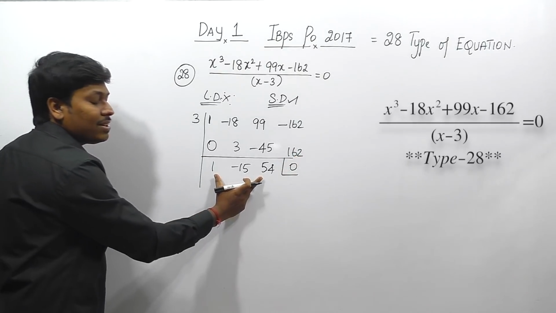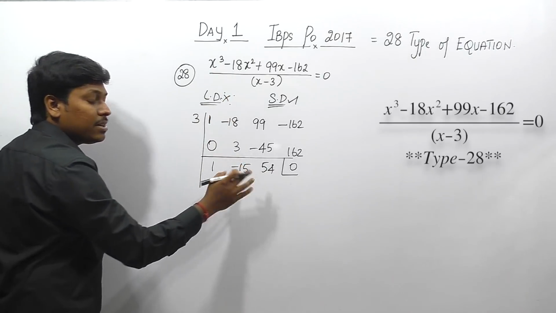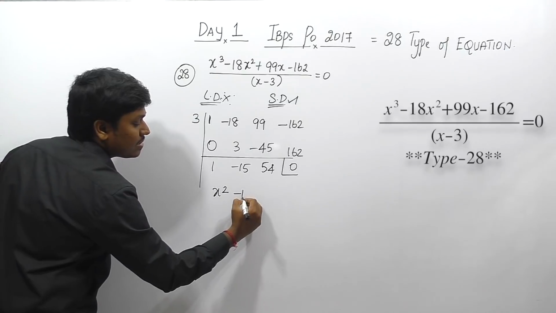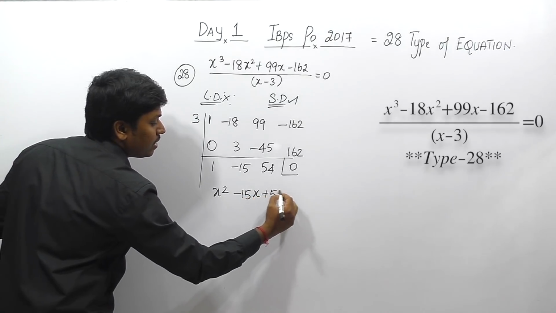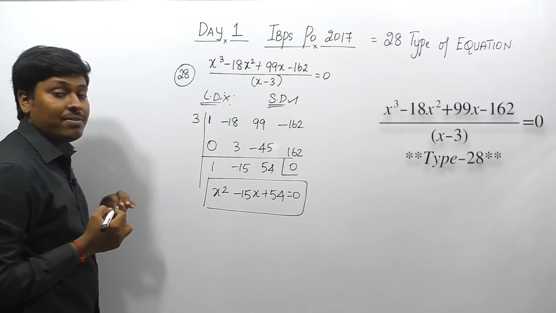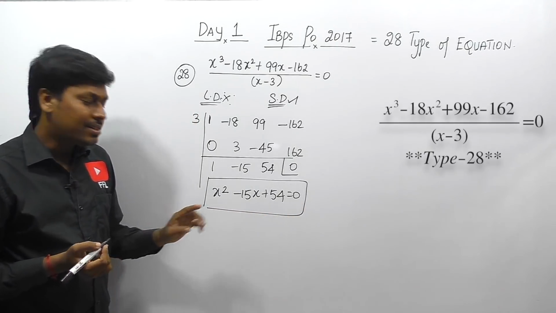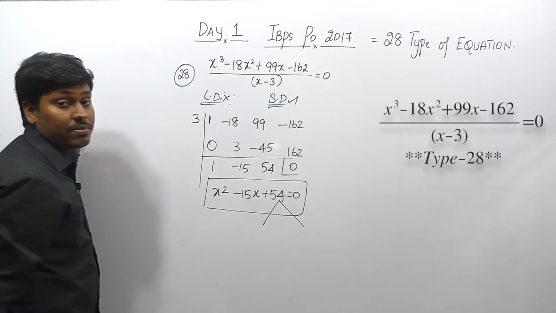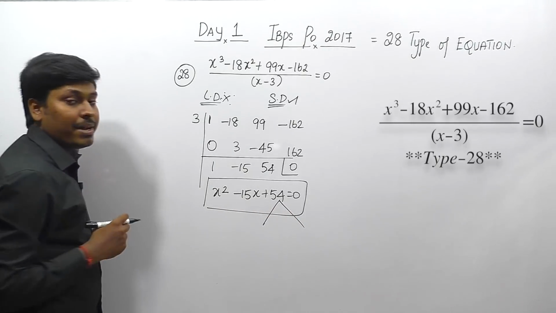And now we have converted this x cube equation in terms of a quadratic equation. So 1 can be written as x square. Here it is minus 15x plus 54 equal to 0. So friends, got it? So finally we have converted the equation into a quadratic equation. Now finding the factors will be so simple, because we know how to find the factors for 54 and our target is to bring minus 15.